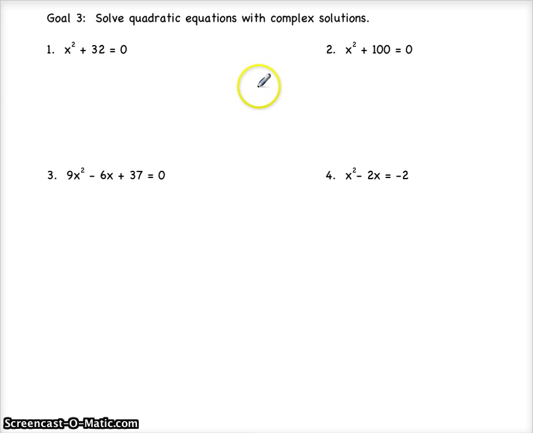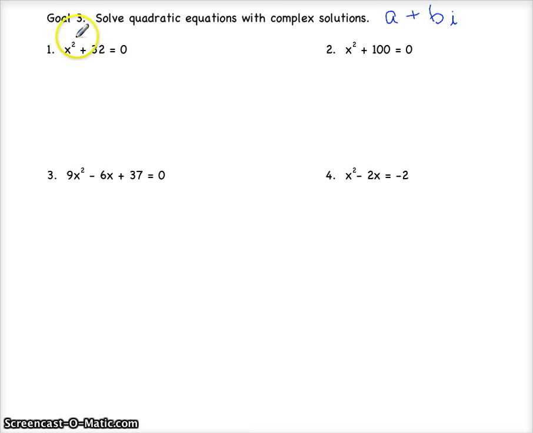So we're in Chapter 2, Section number 1, and Goal 3. We're going to solve quadratic equations that have complex solutions. Remember, complex values are in the form a plus bi. A is your real number and bi represents the imaginary unit.